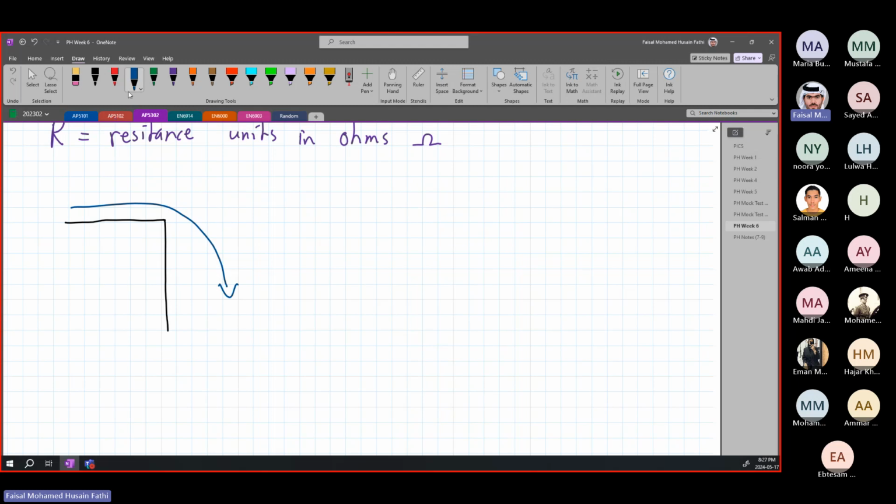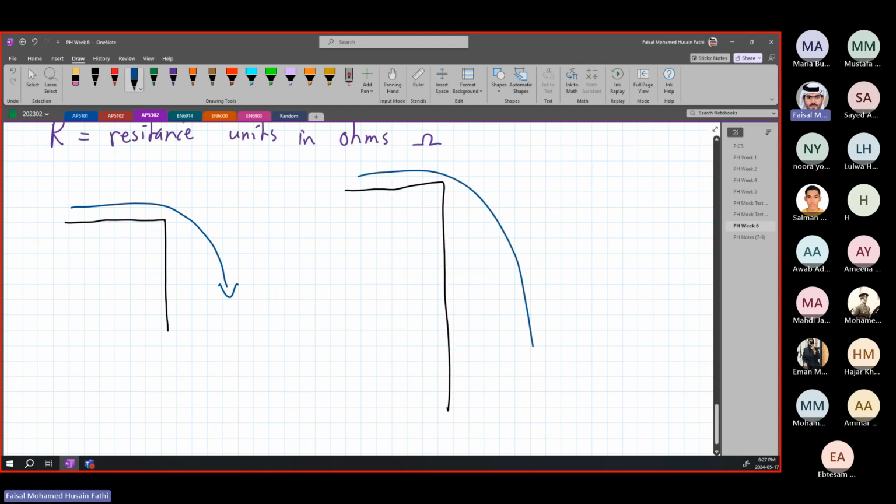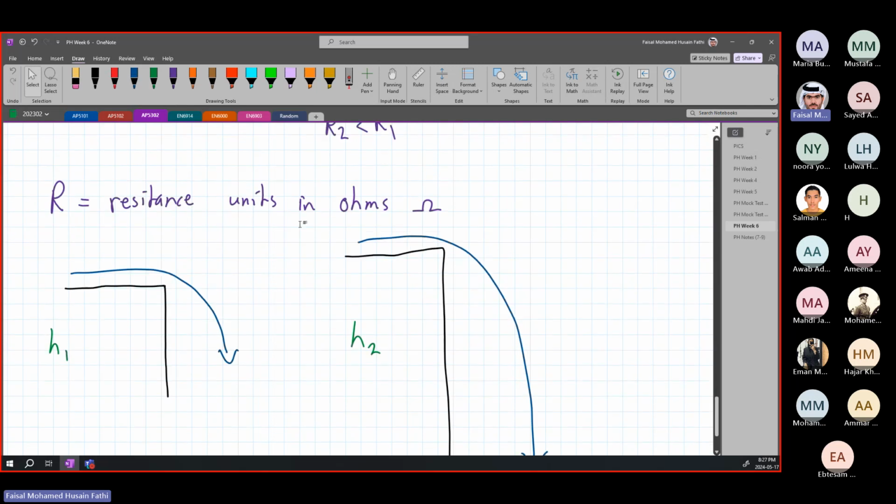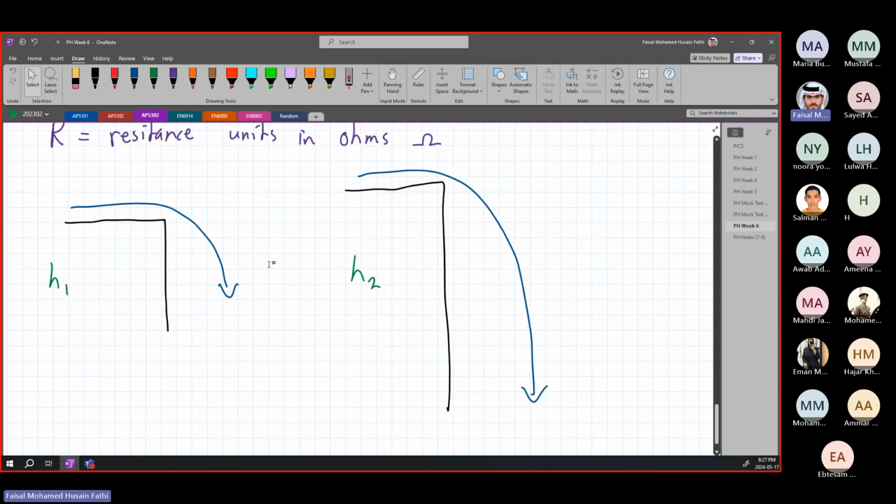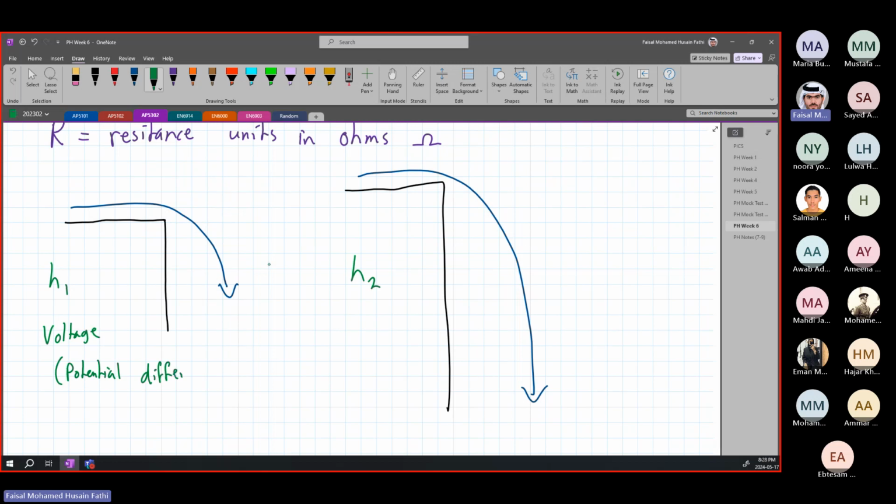Obviously, if we have a much taller hill, water is going to be going down much faster as it reaches the bottom, right? So because of gravity, water is going to be flowing much faster in this case. Why? Because here we have a larger height. Here the height H2, for example, and this, let's call it H1. So when we're talking about water, we're talking about height, obviously. In electricity, there's the same exact concept where you're going to have something called voltage, or sometimes also known as potential difference. So voltage or potential difference. What does this voltage mean?